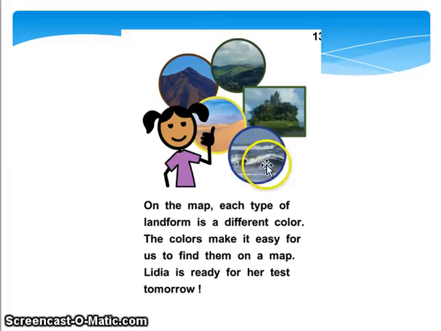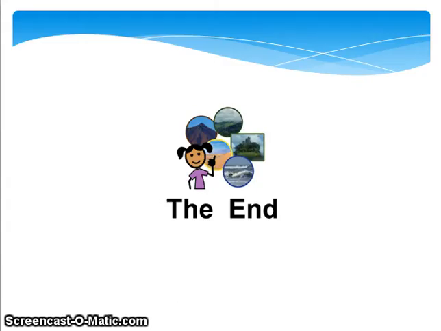So remember, blue is oceans, lakes, or rivers. Yellow are the deserts. Brown are the mountains. Green are the hills and the valleys, and green is also islands. Okay, that is the end of our lesson on landforms.